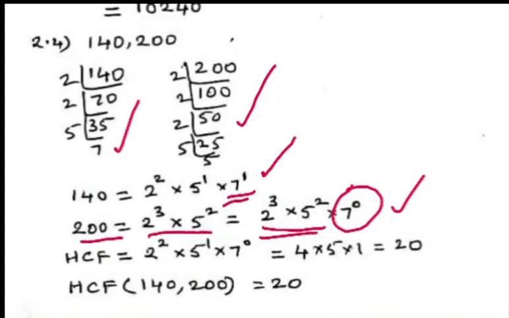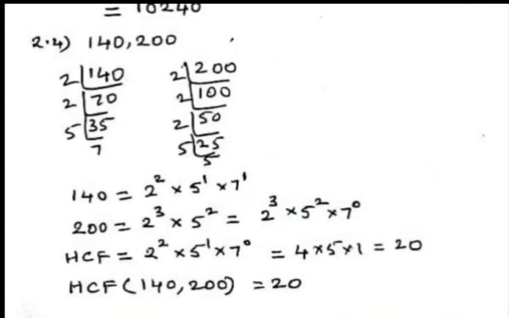So we write all the prime factors: 2, 5 and 7, that is, powers of prime numbers 2, 5 and 7. To find HCF, we compare 2 cube and 2 square. The least one is 2 square. So we have written 2 square for HCF. And for 5 square and 5 power 1.